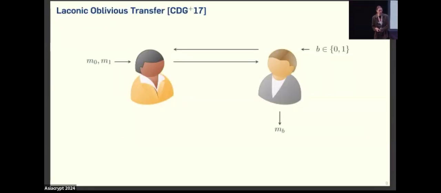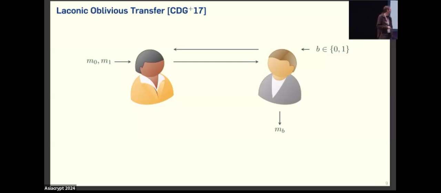Now, why would we actually want an extractable witness encryption for KCG commitments? Well, there may be many reasons, but one particular example of an application that we constructed in our paper is laconic oblivious transfer. Now, what is laconic oblivious transfer?